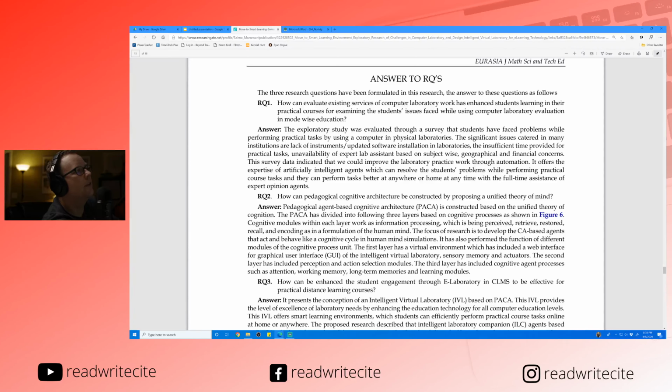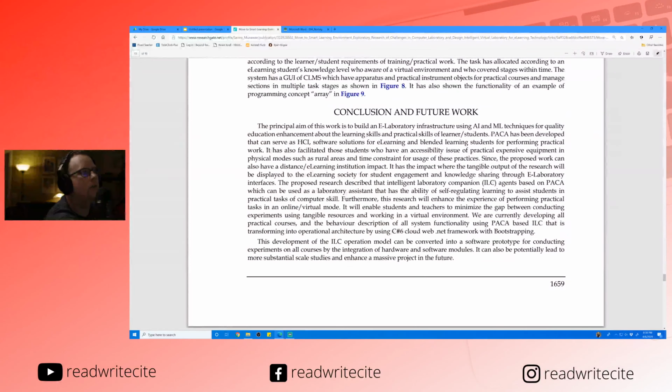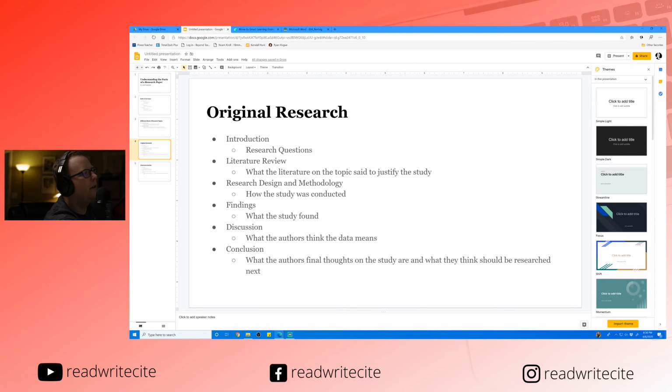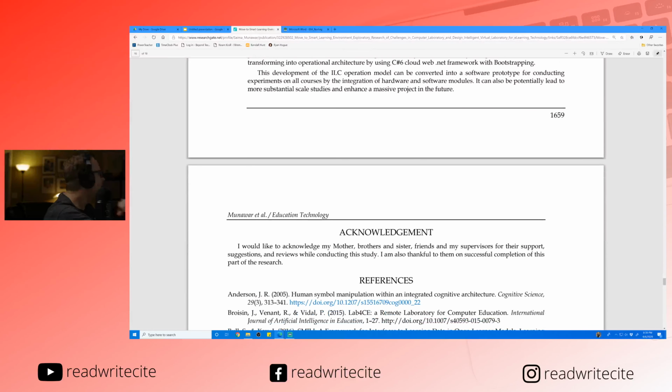So they have a section that they call Answer to RQs. They state the question, they state what they found, they state the question, state what they found for their 3 questions, and then they go to conclusions and future work. So again, if we look back, here where they kind of discuss what they found. That's what I'm calling a discussion section. And then their conclusions, what they thought. And then this is what they think should happen next.